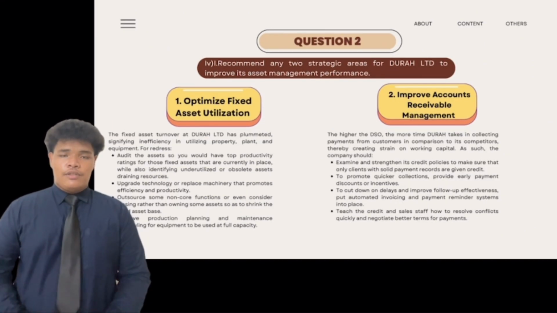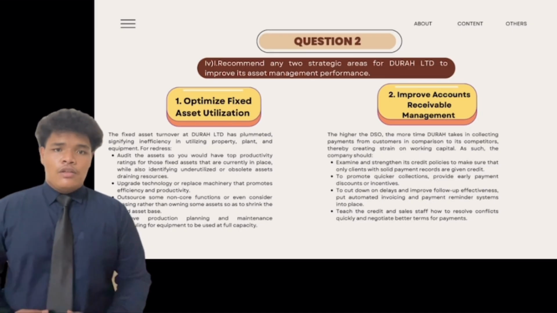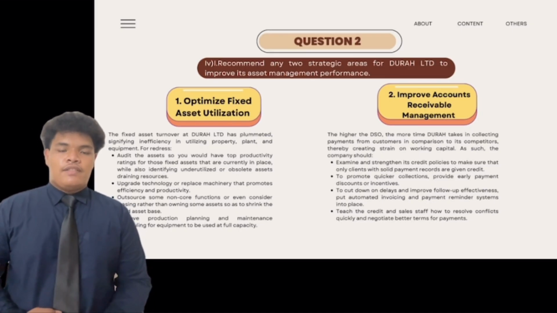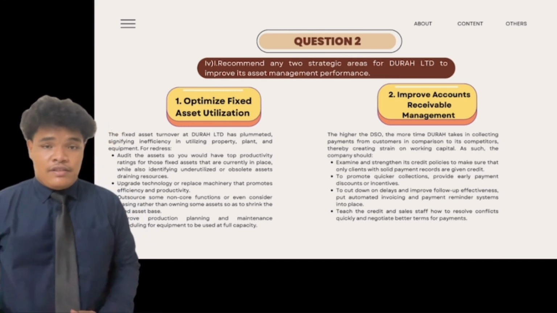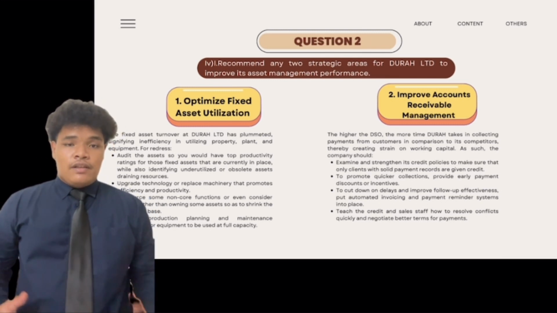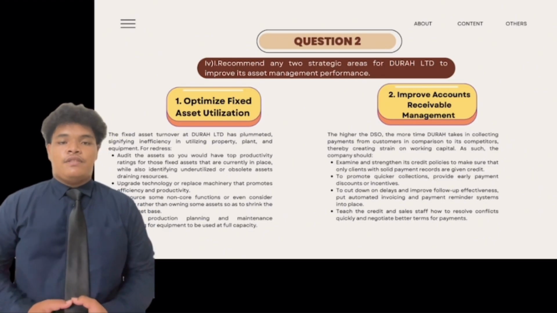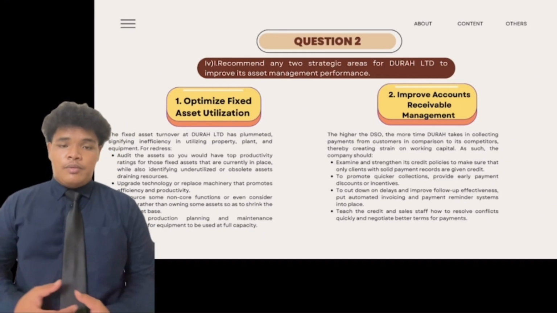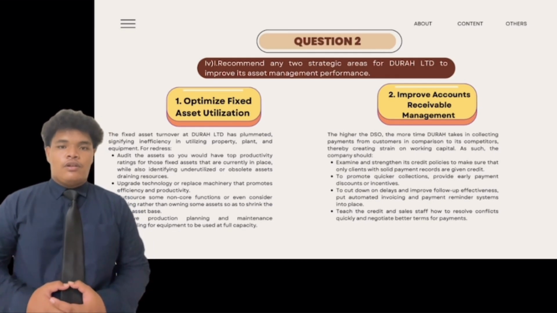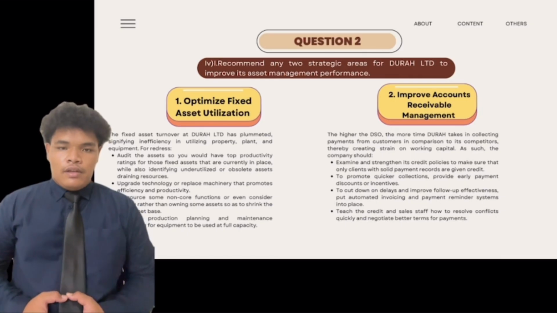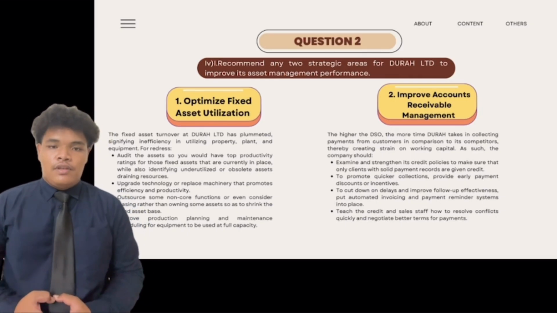On to the next question, which is to recommend any 2 strategic areas for Dura Ltd to improve its asset management performance. The first recommendation is optimize fixed asset utilization. Dura Ltd's declining fixed asset turnover suggests inefficiency. To address this, the company should audit and identify underutilized or obsolete fixed assets. And next is upgrade machinery or technology to improve efficiency.